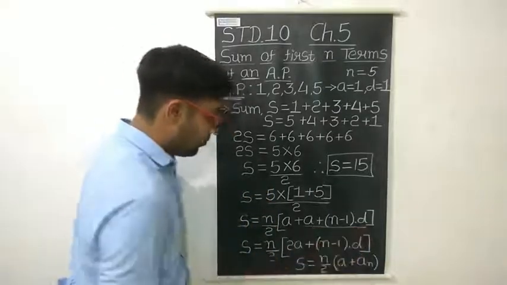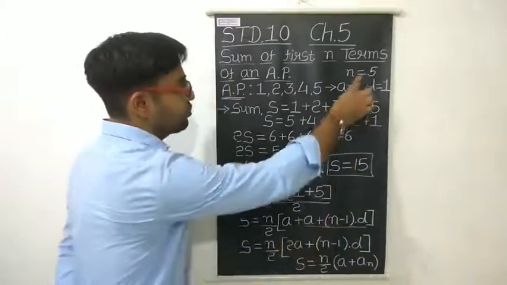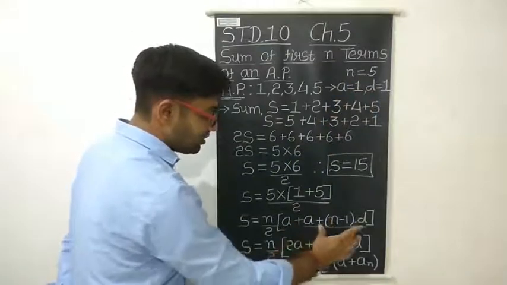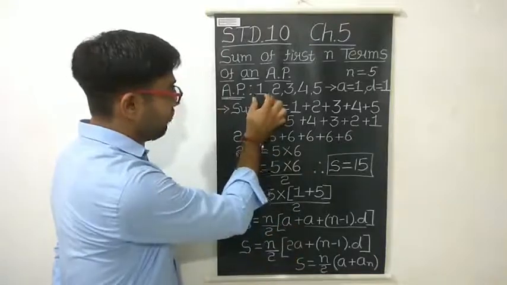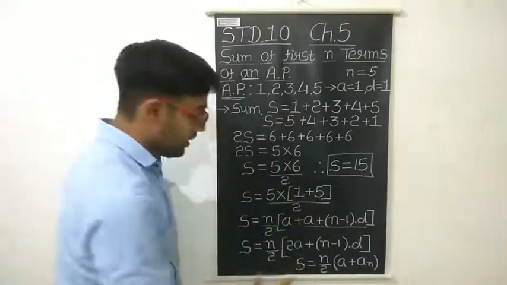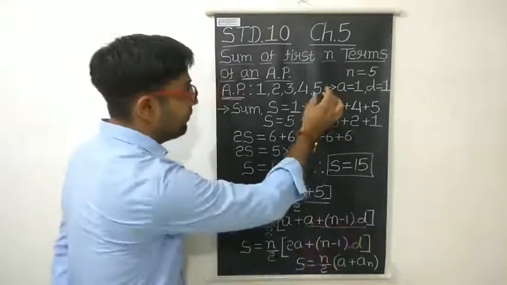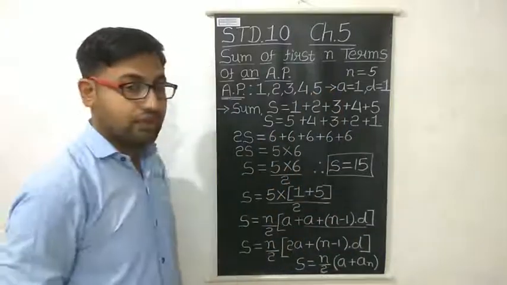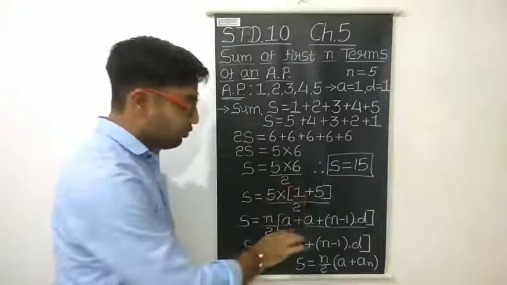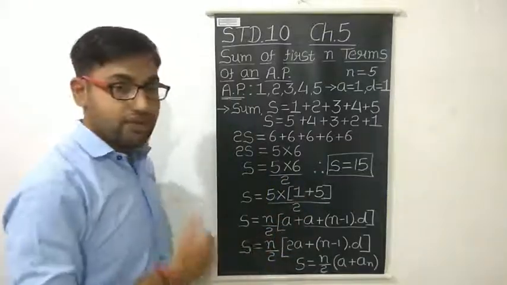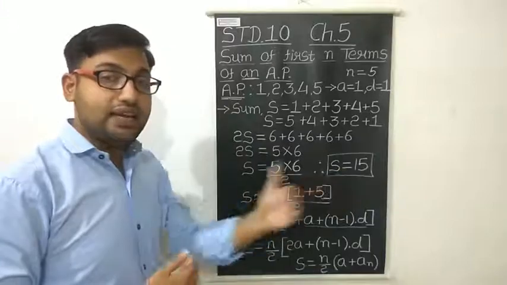So that I have written down a plus n minus 1 into d. If we put n is equal to 5, then we will get a plus 4d, right? So what is this? A is the value of the first term, that is 1, and this represents the value of the fifth term, and the value of the fifth term is again 5. We put the formula, not the values, because we want to derive a formula which can add the terms of any AP, right?